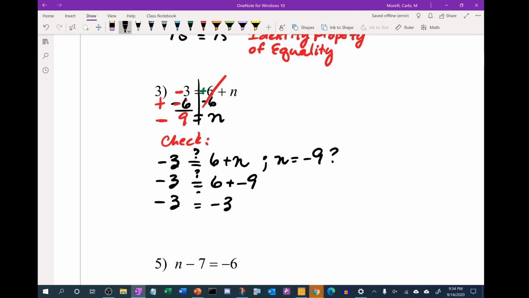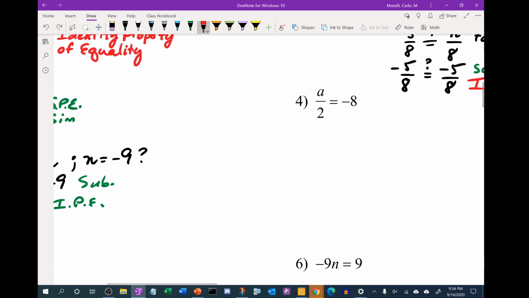So here I've got this negative 3. Let's go and justify everything. Up here, I used the subtraction property of equality, SPE, and then I simplified. And then here I used substitution, and then I used the identity property of equality to justify negative 3 equals negative 3. So I proved that there is one and only one number which satisfies our equation, and that's negative 9. Okay? All right, moving on.